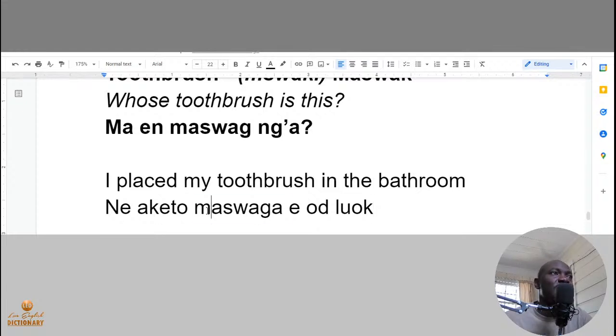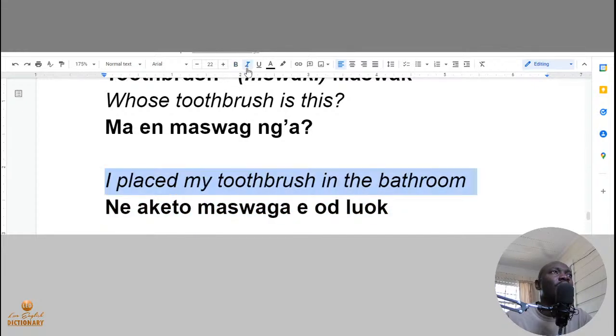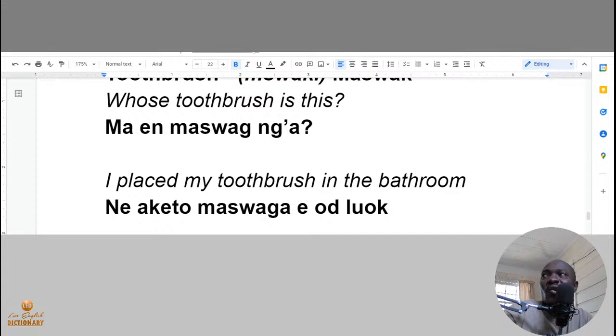Ne aketo maswaga e od luok. That is how I would translate this. I placed my toothbrush in the bathroom. Ne aketo maswaga e od luok.